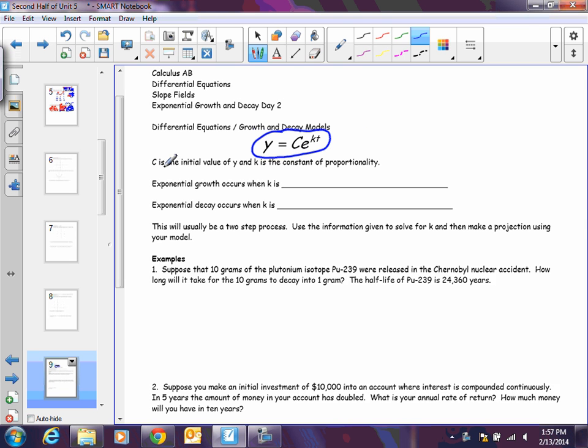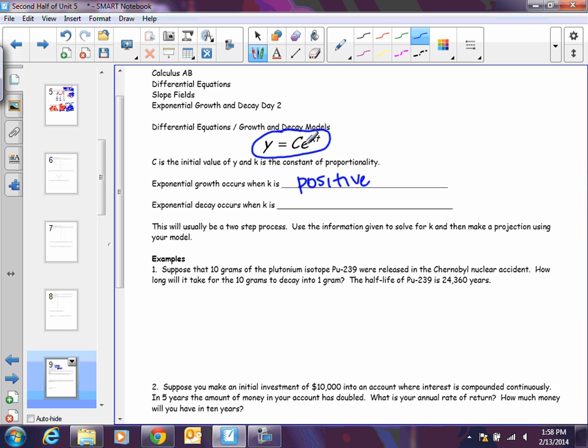All right, C is always going to be the initial value, the initial population, the initial amount, the money you put in your bank account, something like that. And Y is like your current or final amount. K is going to be a constant of proportionality, and T stands for time. And so this right here models exponential growth when K is positive.